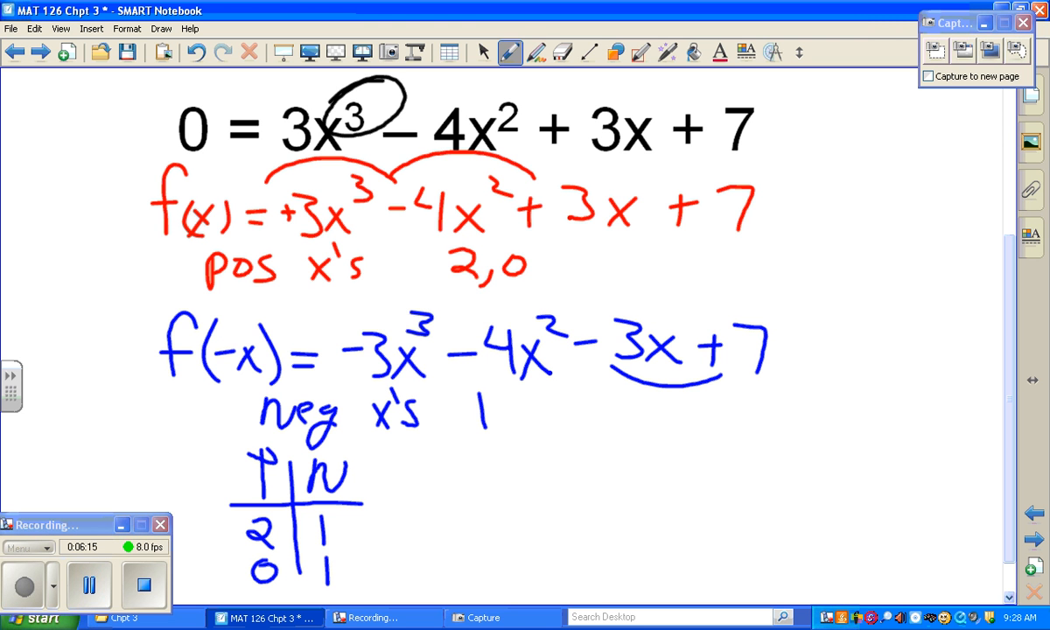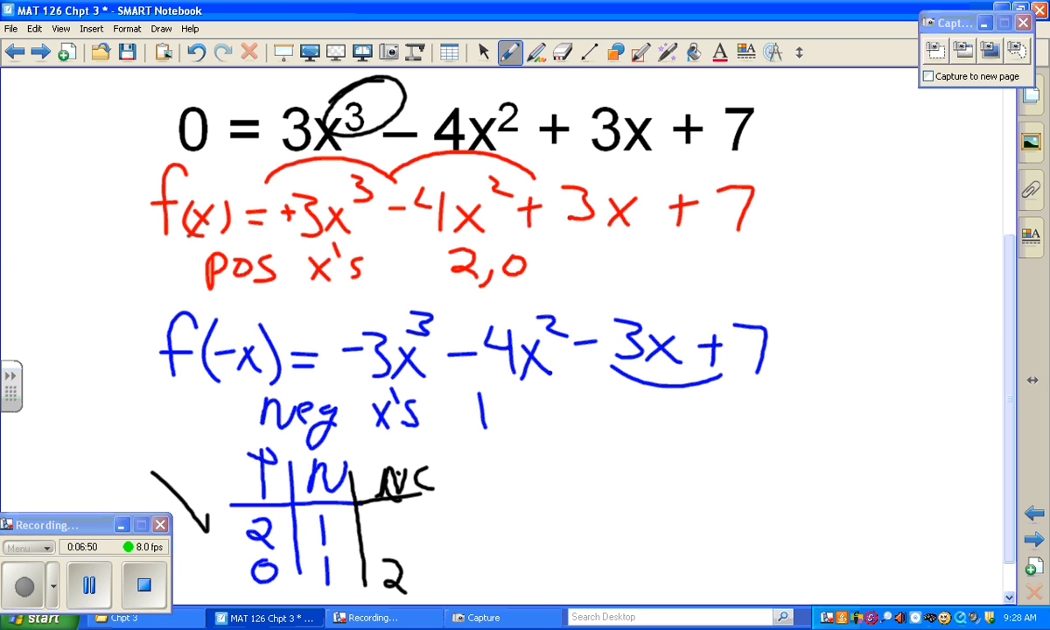3. Each row has to equal the number of solutions. 2 plus 1 is 3. That's good. That checks. 0 plus 1 doesn't equal 3, though. What would the other 2 roots have to be? Not 0. Imaginary. Did you know that imaginary roots always come in pairs? 2. Actually, I'd put NC for non-real complex, but that's beside the point.